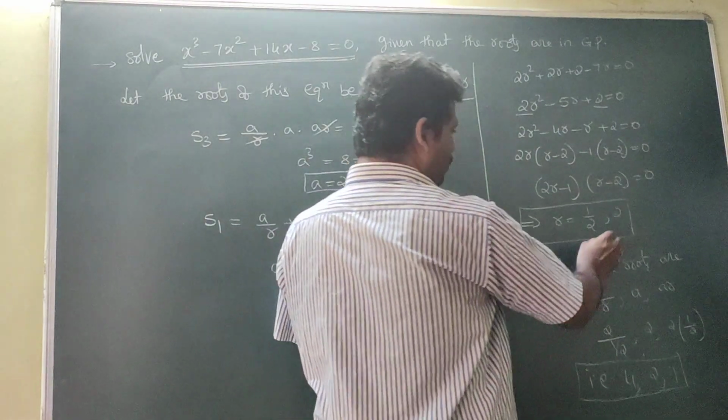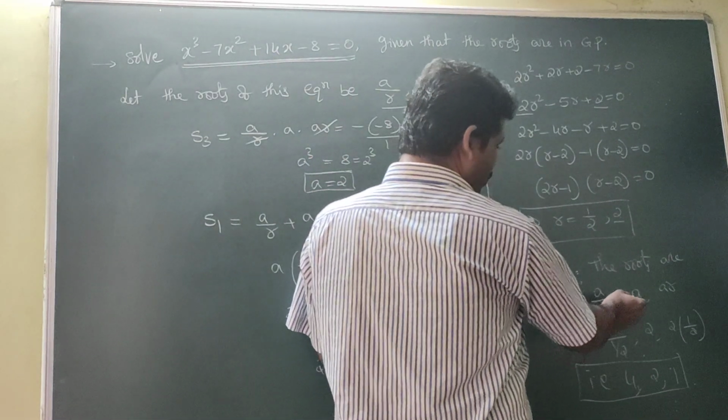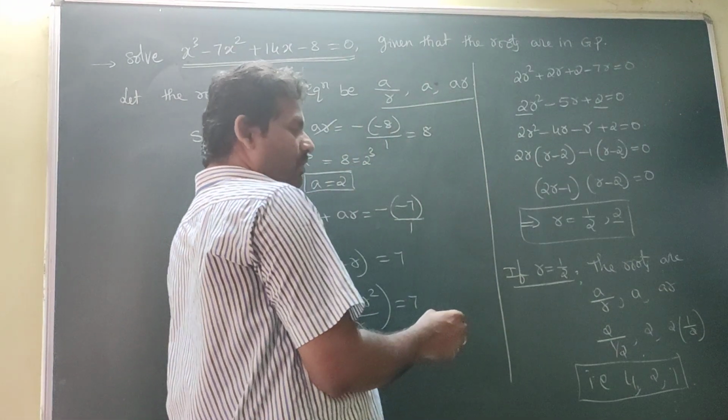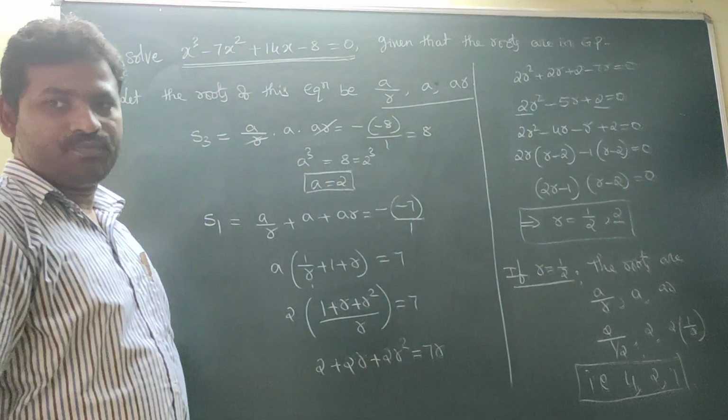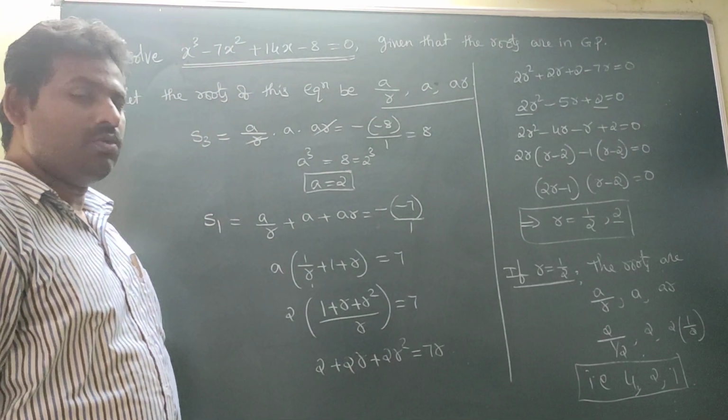Suppose you have taken r = 2. Then also the same: 2 by 2 is 1, 2, 4. Here we got roots 4, 2, 1. If r = 2, we get the roots 1, 2, 4. The same roots. So the roots are 1, 2, 4.